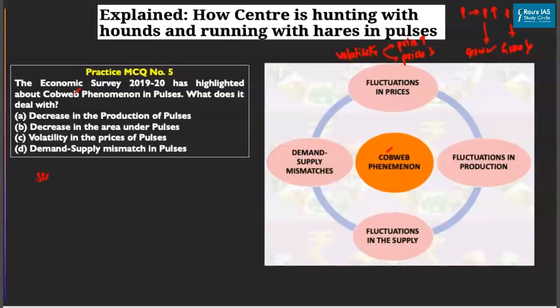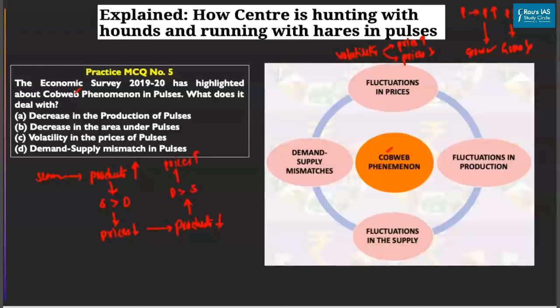Now let's say for a particular season, more number of farmers are growing the pulses. This is so because in the previous season they have got higher prices. Now when they are growing more amount of pulses, obviously the supply of pulses would be more than the demand, and if that happens, then the prices of the pulses would reduce. Now when the prices of pulses reduce, then in the next cropping season, the production of pulses would reduce. And if that happens, once again, in this particular case, demand would be more than the supply, because of which the prices would increase.